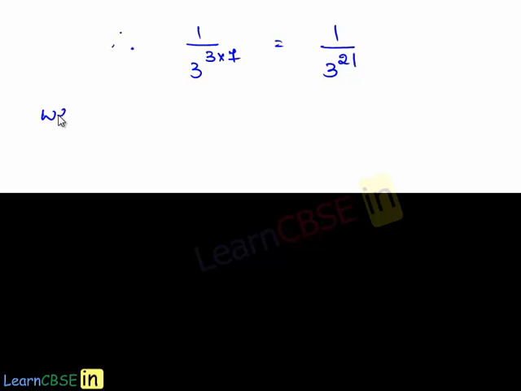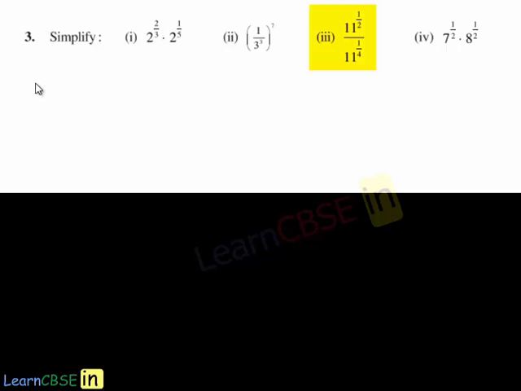As we also know, 1 by a power m can also be written as a power minus m from the law of exponents. Therefore, in the same way, 1 by 3 power 21 is written as 3 power minus 21. Hence, 1 by 3 raised to the power of 3 whole raised to the power of 7 is equal to 3 power minus 21.